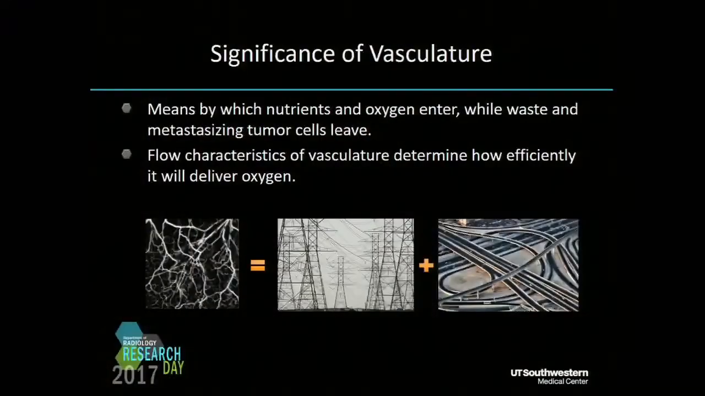So the reason we want to look at vasculature in the first place is because it's the means by which nutrients and oxygen enter tumors, enter regular tissues, and that severely affects the energy distribution available within those tissues. Similarly, on an exit view, you can see waste and metastasizing tumor cells leave, and these properties, these delivery in and out, are determined very strongly by the structural characteristics of that vasculature. In a similar way as to how you can travel very quickly on the Autobahn, but if you're driving in Dallas, you're not going anywhere, the quality of the vasculature has a very strong effect on how much oxygen will be delivered.